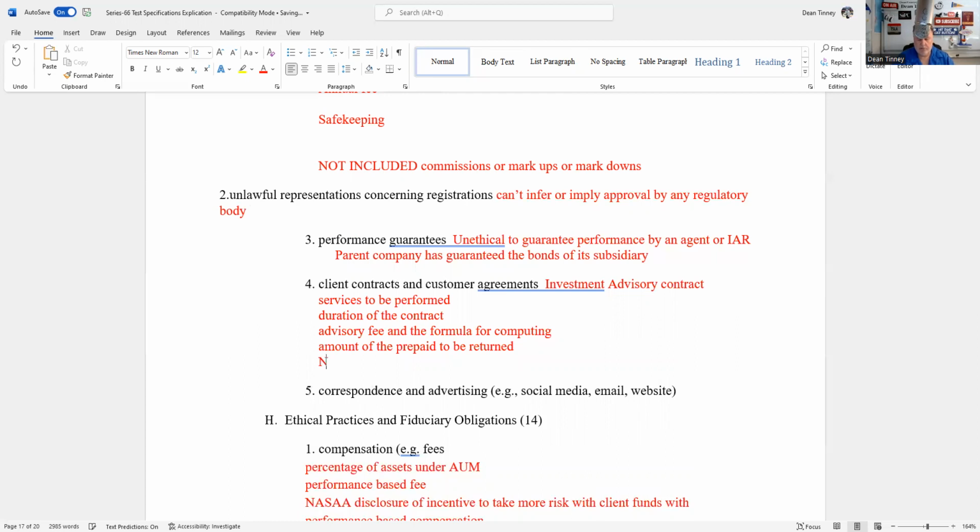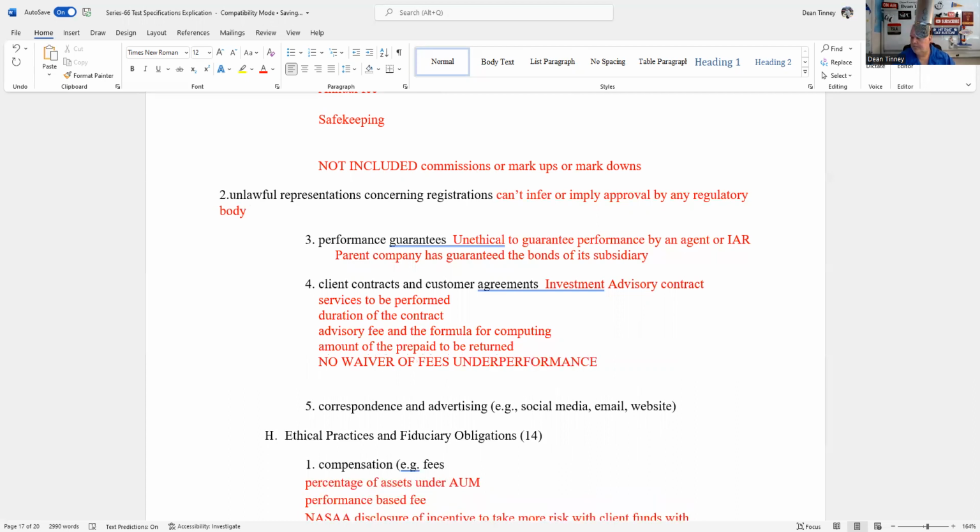Very important. Let's put this in all caps. No waiver of performance fees. No waiver of fees for underperformance. I can't say, oh, I let you down, I let myself down, so I'm going to waive my fees. No, no, no, no. Very, very testable. Let's put this in all caps too.